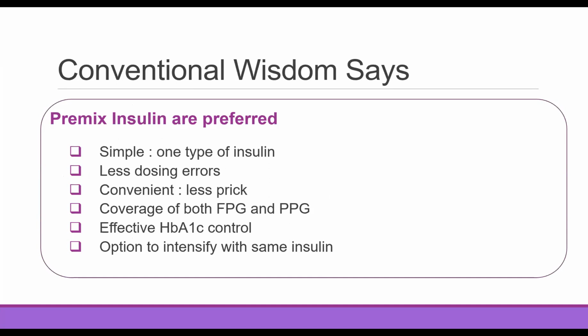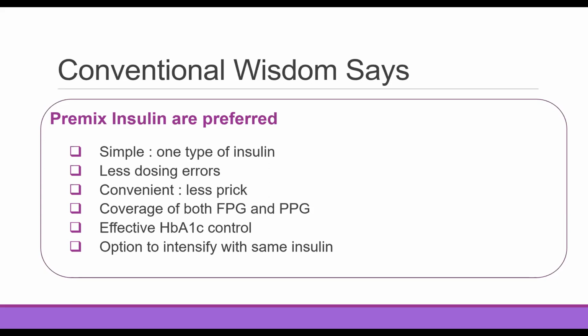Premixed is basically a very conventional method as far as our understanding goes, because before long-acting insulin came into the market, we used to treat patients with premixed insulin. It is a very simple insulin type because you are giving the same premixed insulin once in a day, then you are up-titrating twice in a day, and you may sometimes go to 3 times in a day, though I don't do that. There is less dosing error. It is very convenient because we are giving 2 pricks.